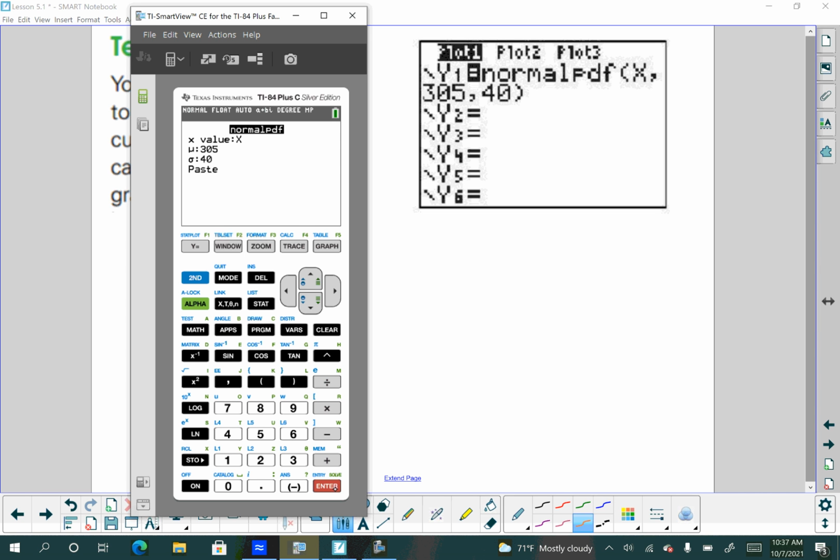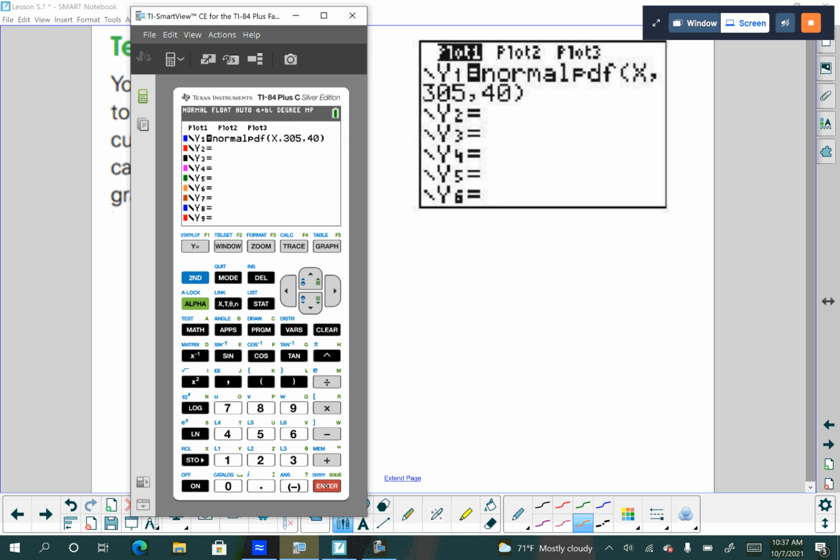Okay, so this one, we're going to use an x value of just x, so use your variable button there. And then our mean is going to be 305. And then our standard deviation is 40. In the older calculator, you just got to remember it's variable, mean, standard deviation. And then you can hit paste. Oops, I disappeared. And it should go into your y equals.